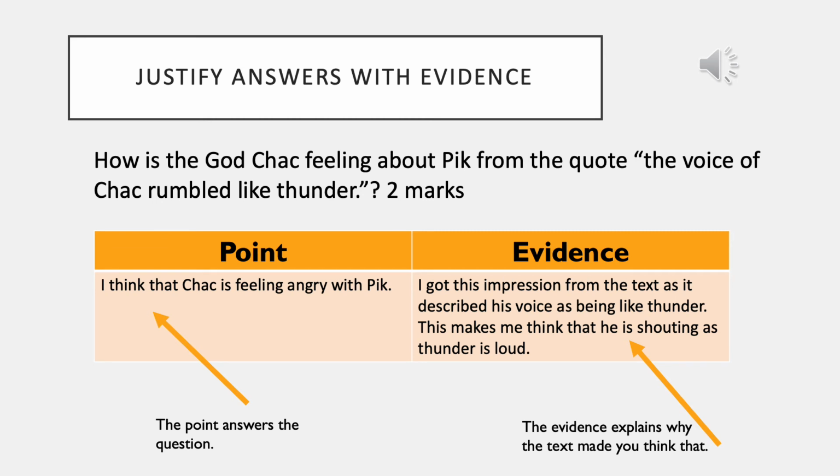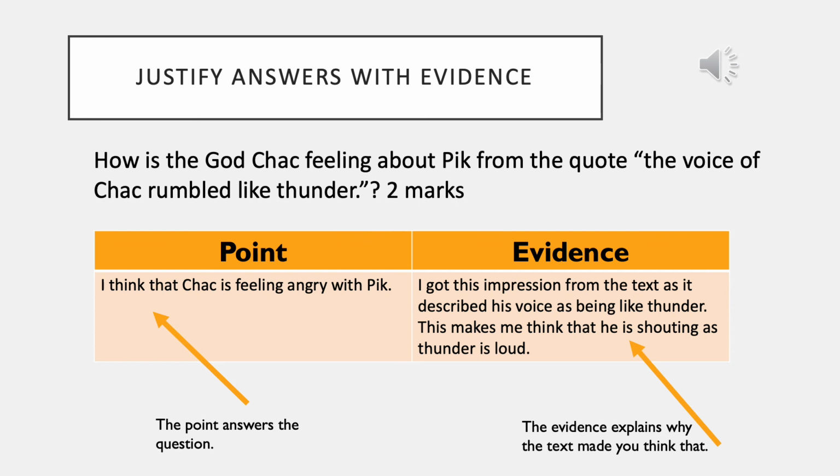Now, the next bit is the justifying my answers with evidence, and the evidence comes directly from the text. So here I've put, I got this impression from the text as it described his voice as being like thunder. This makes me think that he's shouting as thunder is loud. So my evidence is the words like thunder, and I've explained that further by saying how thunder makes me think that it is loud.